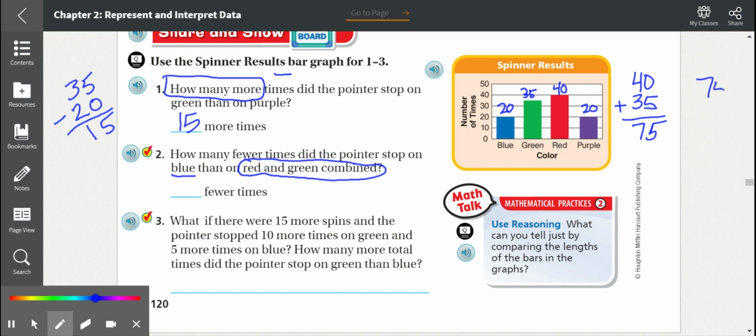So now we do 75 minus blue, which is 20. 5 minus 0 is 5, and 7 minus 2 is also 5. So it stopped on blue 55 fewer times.